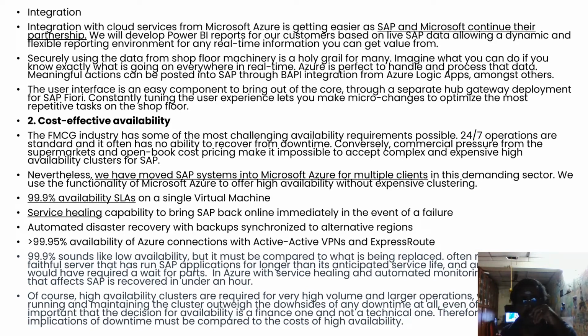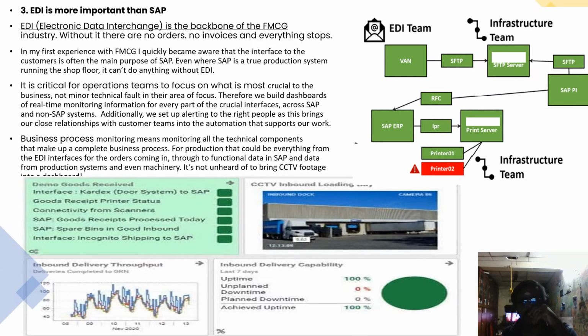It is important that decisions for availability are a finance one and not a technical one, right? Because it affects the cost. Therefore, the cost and implications of downtime must be compared to the cost of high availability. These are the considerations for cost-effective availability for the FMCG.